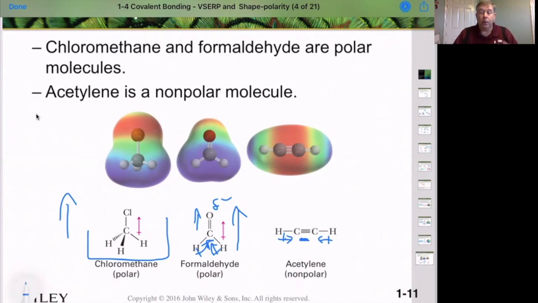Okay, so using our valence shell electron pair repulsion, we can see that we have polar molecules and we know exactly where the pole lies in those molecules. So we have polar and nonpolar based on where all the dipoles line up.